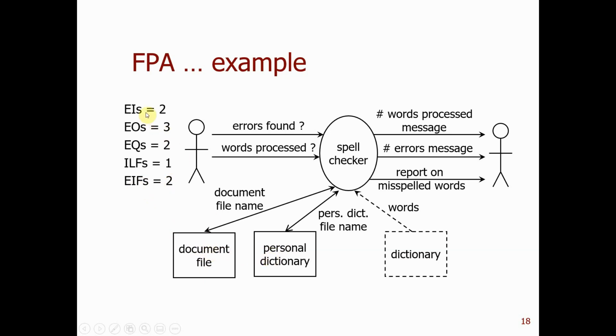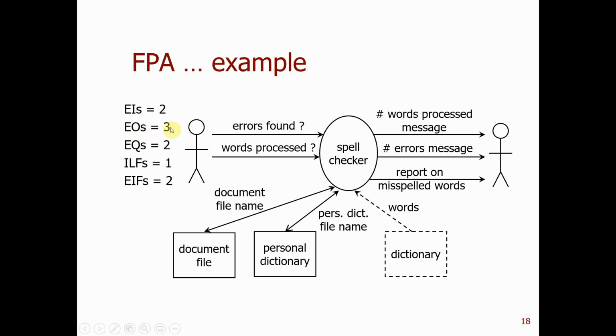Then what are these two external inputs? These two inputs are actually the name and the path of these two files. These are the inputs. This is what you feed into the software, the spell checker, so that the spell checker can grab these two files. So the document file name and the path are external input.